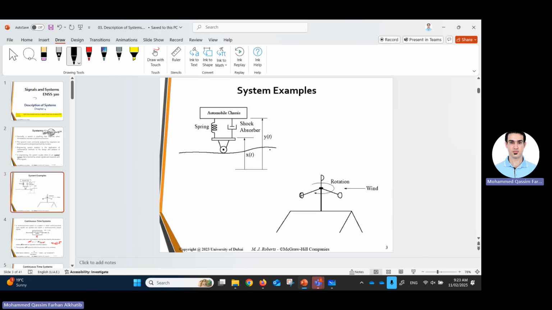Here is an example of some mechanical systems. You have a spring, a rotation element, and some shock absorber. That's, I believe, the chassis for automobiles. And this one here, wind rotation, is the cup that rotates with the speed of wind.